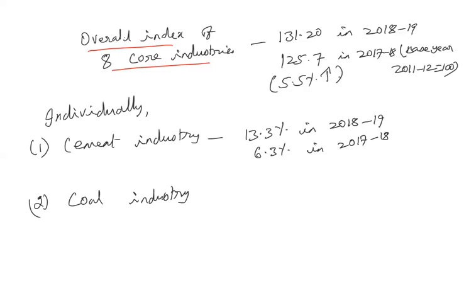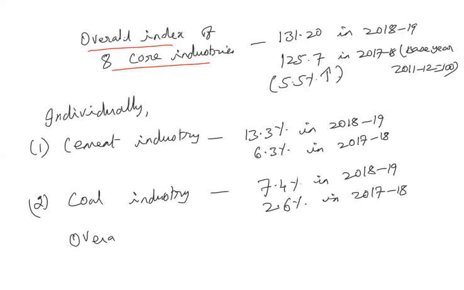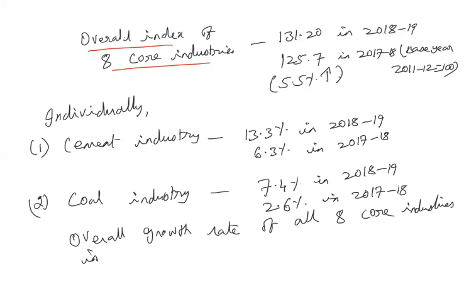So the coal industry had a 7.4% growth rate in 2018-19 compared to only 2.6% in 2017-18. Now the overall growth rate of all 8 core industries in percentage happens to be somewhere around 4.4% in 2018-19.